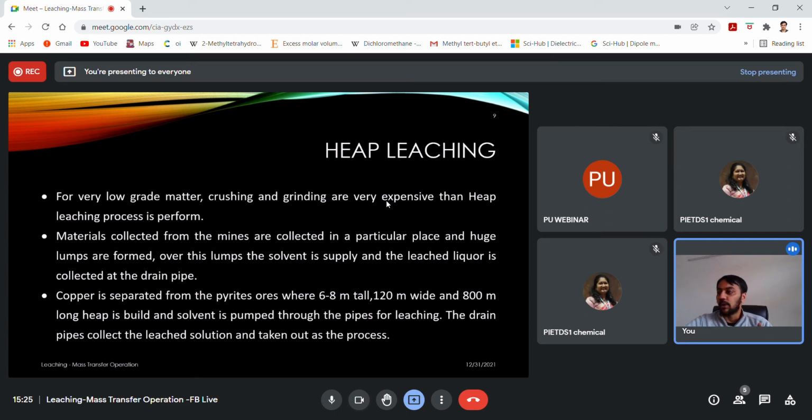So the copper is separated from the pyrites. The heap is very big, like 6 to 8 meters tall, 120 meters wide and 800 meters long. Now that entire heap is contacted with the solvent, which is pumped, and drain pipes collect the leach solution, right? So this way leaching is helpful.